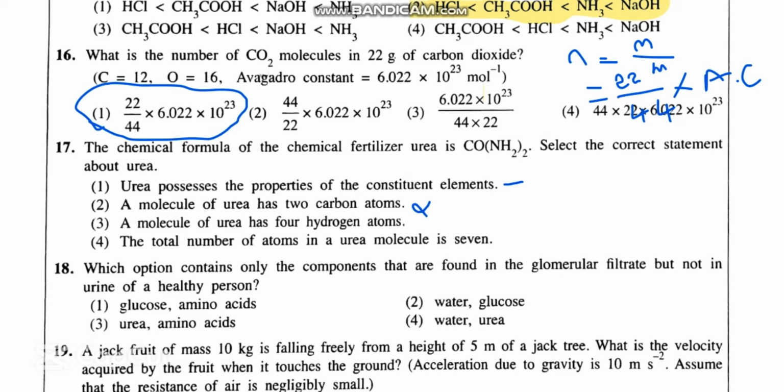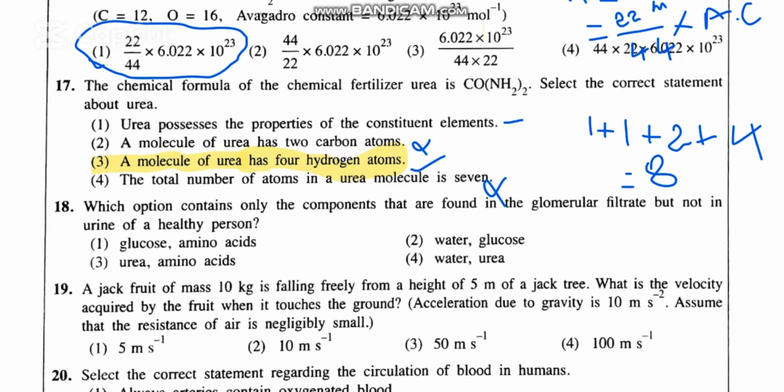A molecule of urea has 4 hydrogen atoms. Yes, 2 times 2, 4 hydrogen atoms. The total number of atoms in a urea molecule is 7. Let's see. 1 carbon, 1 oxygen, 2 nitrogen, and 4 hydrogen. 4, 5, 6, 7, 8. Totally you have 8 atoms. Then 7 is wrong. Now you have got a perfectly correct answer. That is the third one. Then you don't need to worry about the constituent elements. So this must be correct. No, however, it has 4 hydrogen atoms. No.